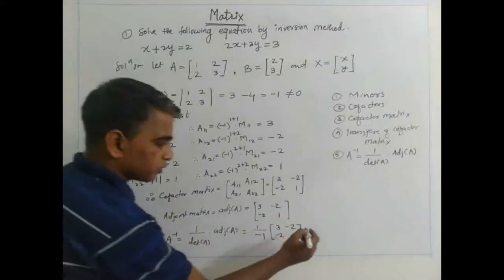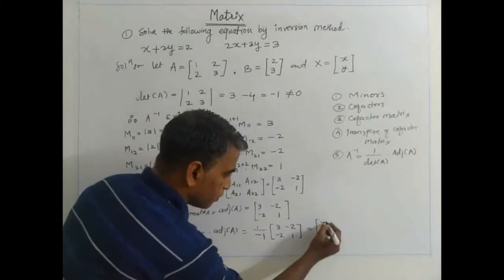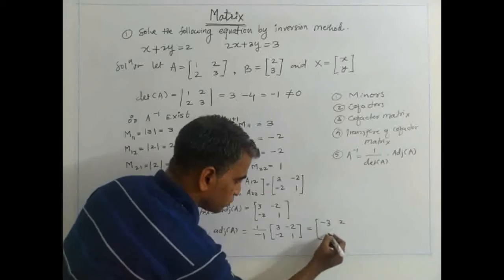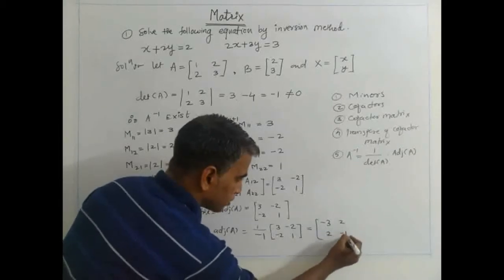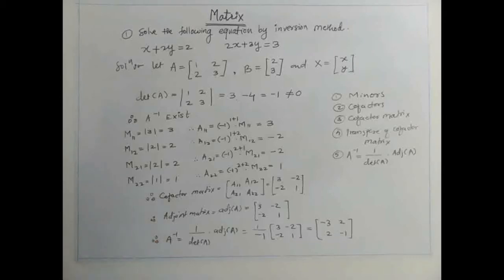Now 1 upon minus 1 we can easily simplify, and the minus 1 can be shifted inside the bracket. So we get minus 3, plus 2, plus 2, minus 1. So this is our resultant A inverse matrix. Here we finish the first part, finding A inverse by using the inversion method.